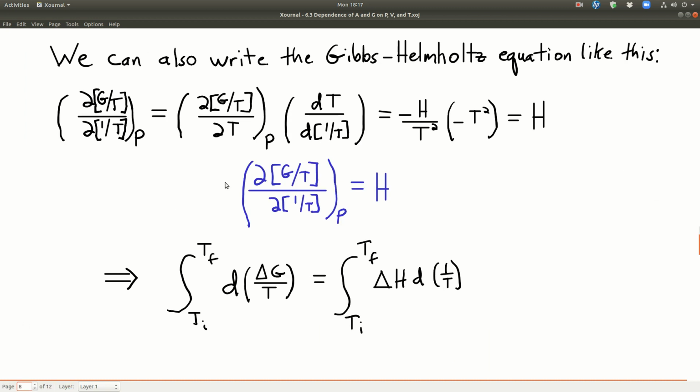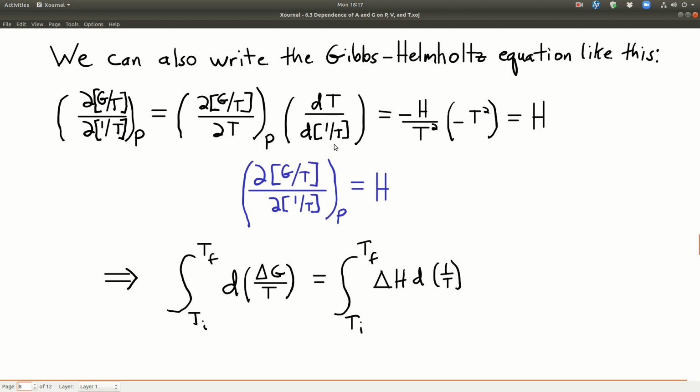We could also take the partial of G over T with respect to 1 over T at constant P. But we can just write this as partial of G over T, partial T, times dT over d(1/T). This is just an equivalent way of writing it. But now because it's just temperature, we can write it as an exact differential. And we already showed that this term right here is equal to negative H over T squared.